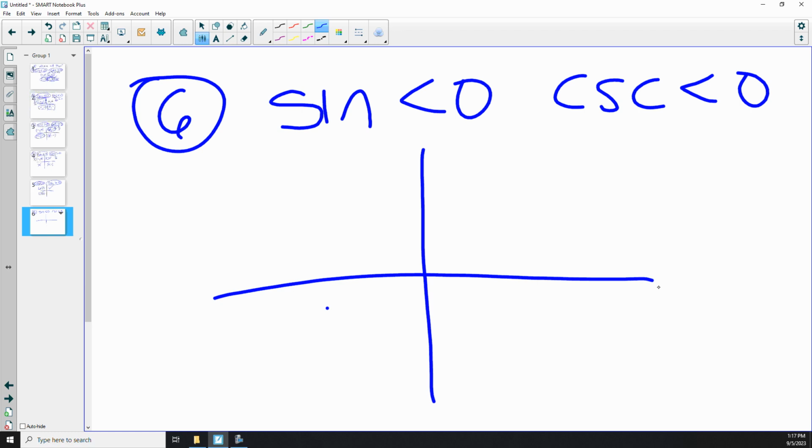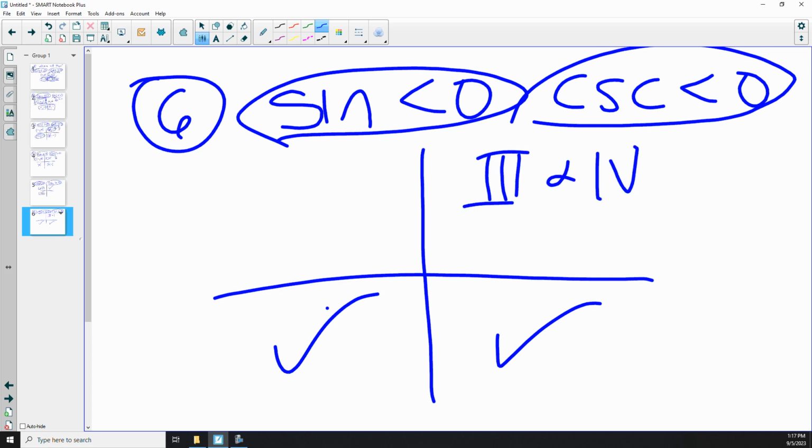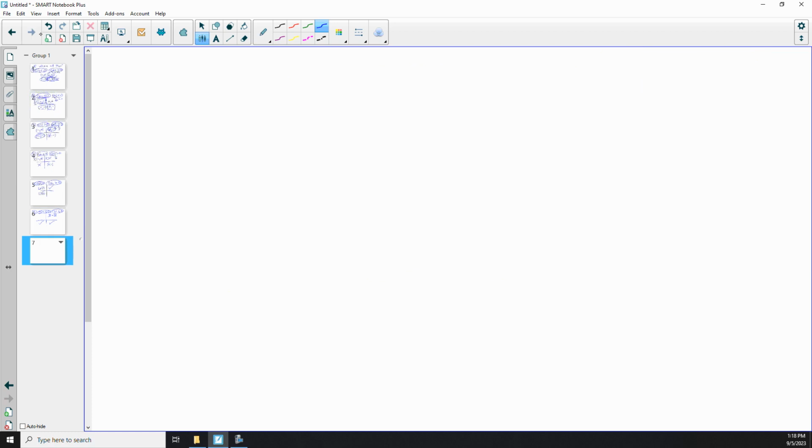Come back later, though. So sine is less than 0 is what? Land down under. And then cosecant less than 0 is the same place. So this would technically be 3 or 4. I never see this question, but it would technically be 3 or 4. Y'all okay? Now that concludes the first quiz tomorrow. Let's do the second one, shall we?